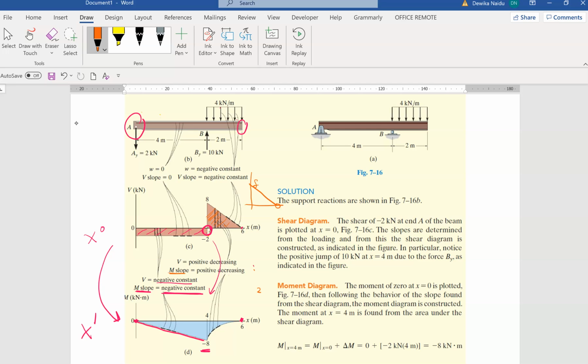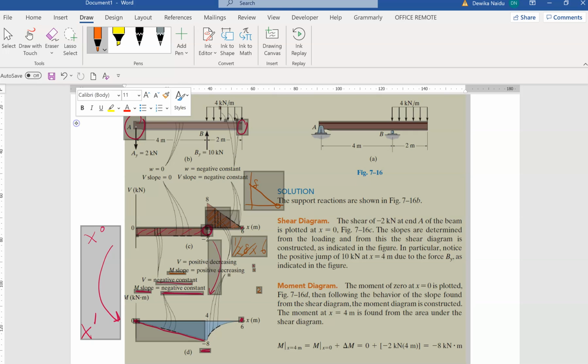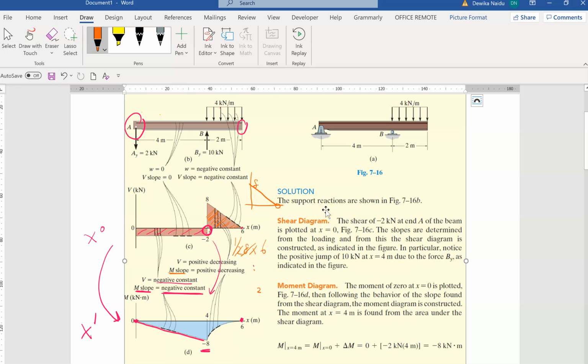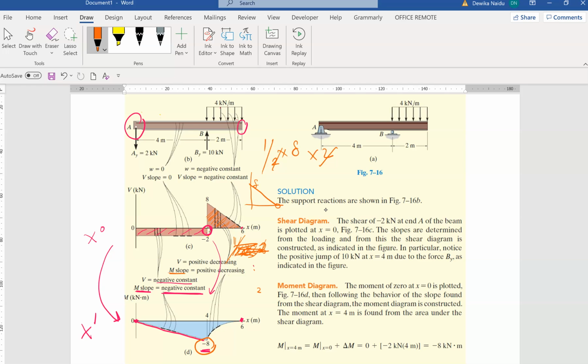Before that, half times base times height. So what will this value be? Half times 8 times 6. Sorry, it's not 6. Half times 8 times 2. So it will be 8 units. So you are at negative 8 and you will hike positive 8, ending with 0. So you'll end up achieving 0. Okay, that's how it works.